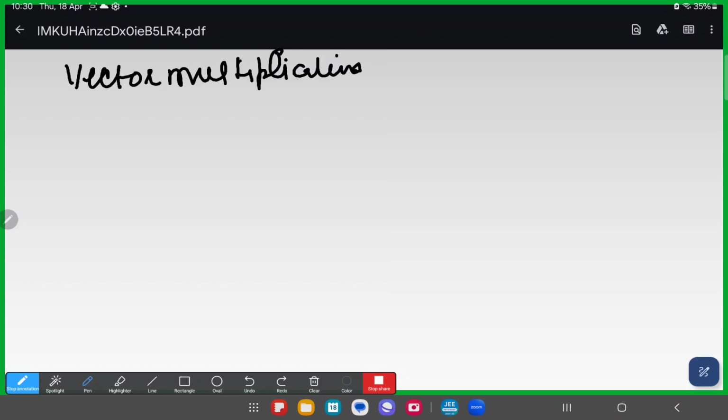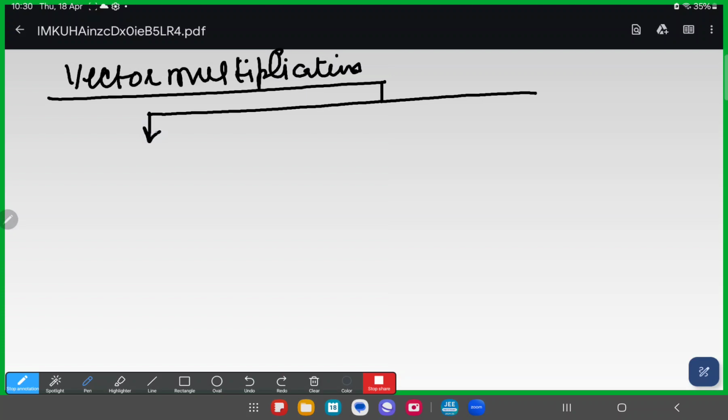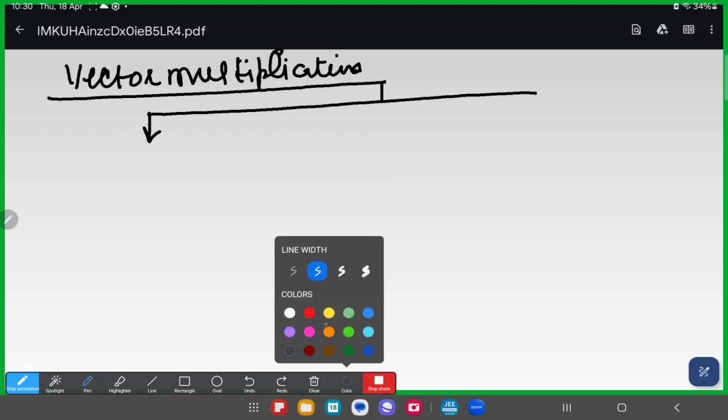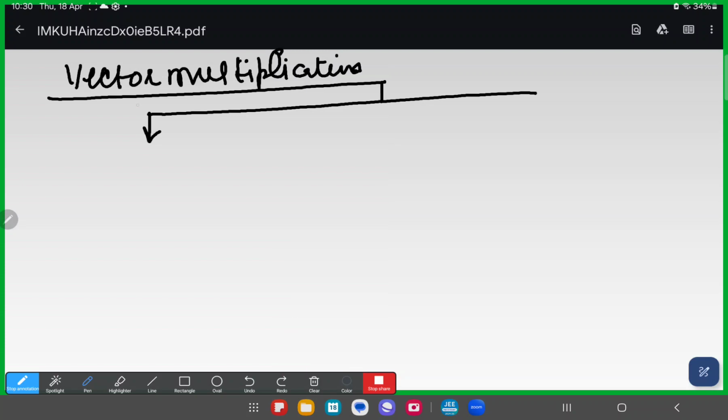Now, vector multiplication. Let's quickly see how many types of vector multiplication there will be. In vector multiplication, it will be of two types. First is called the dot product, and second is called the cross product. Only these two types of multiplication exist in vector multiplication.